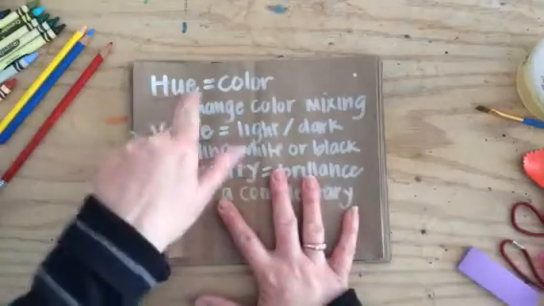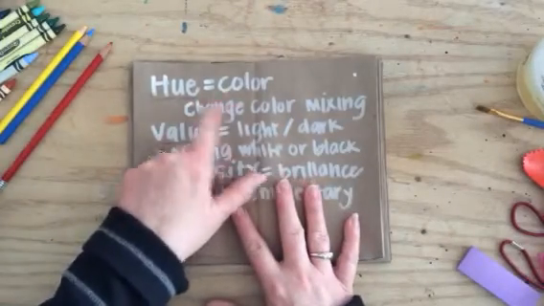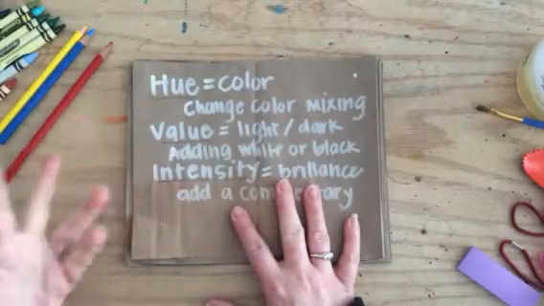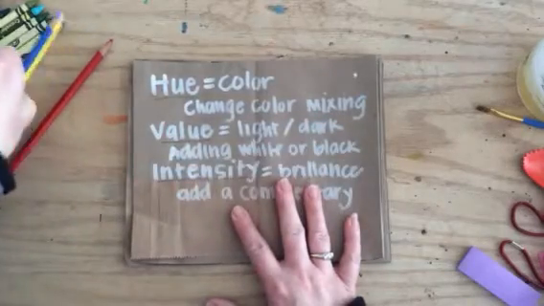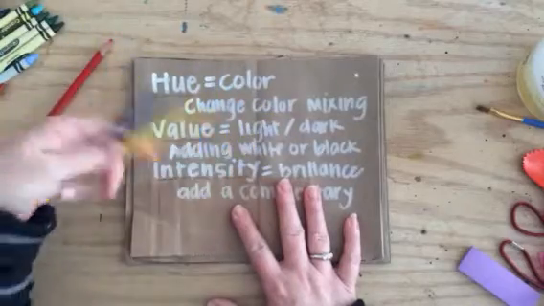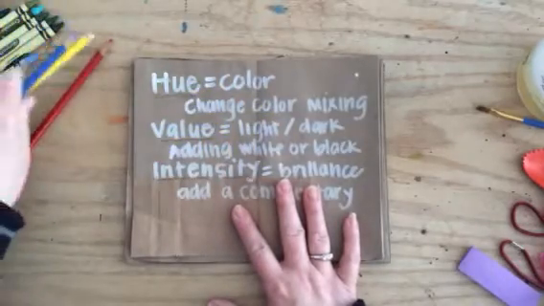I can change a color or change a hue by mixing more than one color together. So for instance, if I mix yellow and blue together, I make green. I am changing that color's hue.